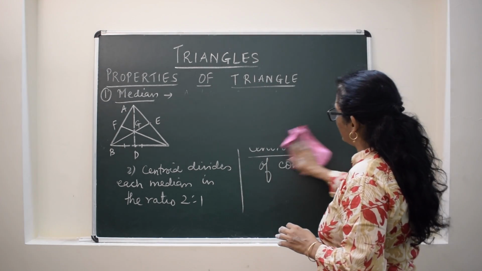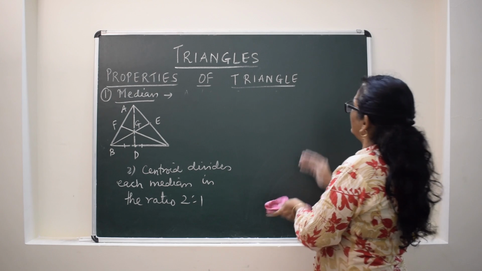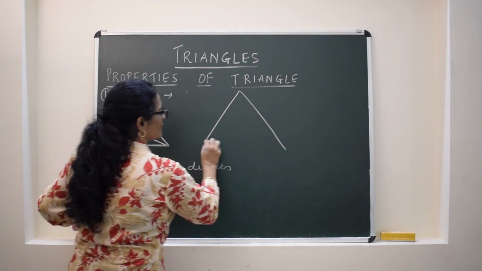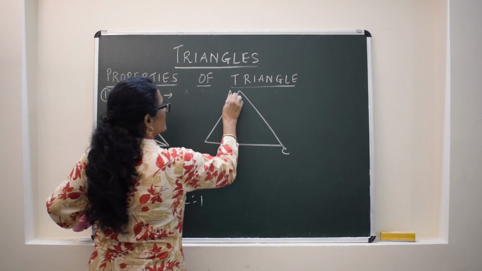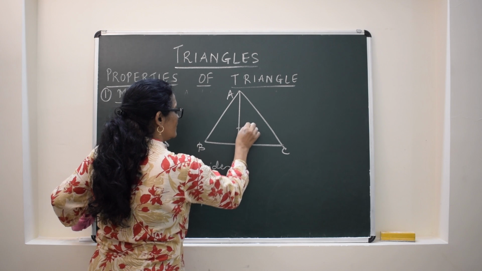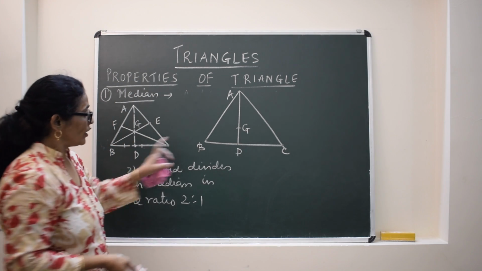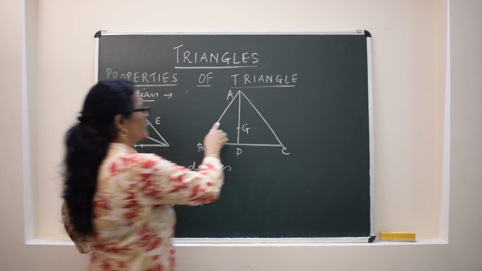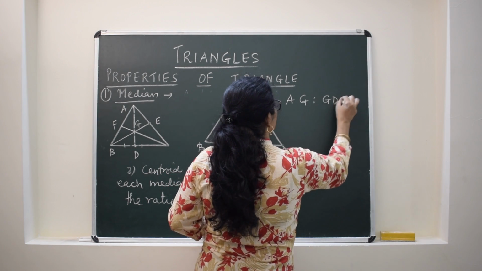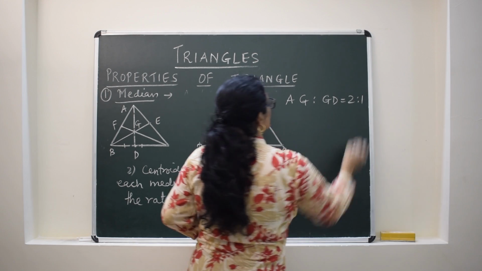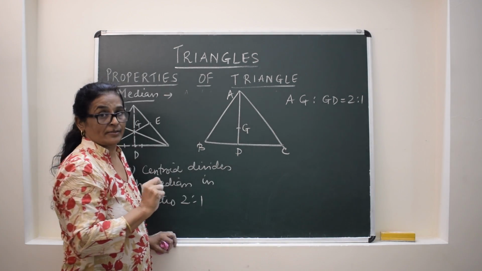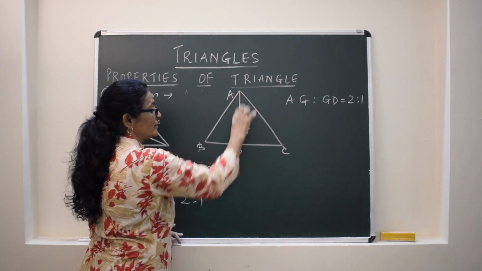If I draw one median and a centroid, for example, this is the triangle, and I have got a centroid which will lie on the median, of course. So according to this property, you will write AG is to GD will be 2:1. So total parts are how many? 3 parts. Okay, because these are 2 parts and this is 1 part.